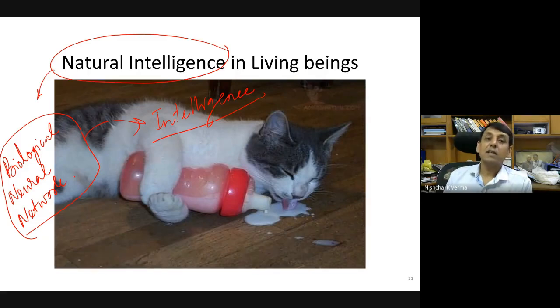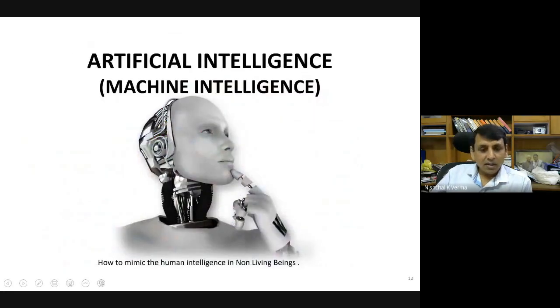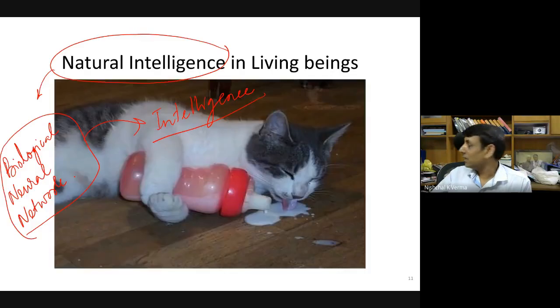And on the same lines, we can say human beings also attain the intelligence, natural intelligence, right? So all these are fine, but this intelligence that we have just discussed was because of biological neurons. Now, what if we would like to make the machines intelligent, right? Or we want to artificially create intelligence.